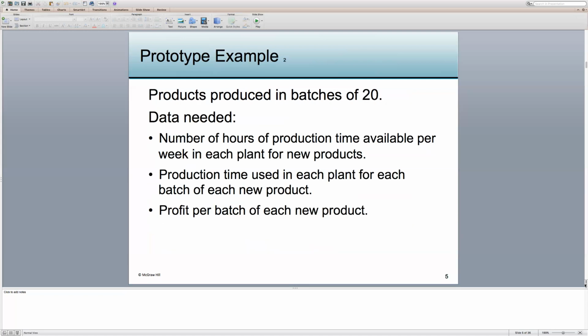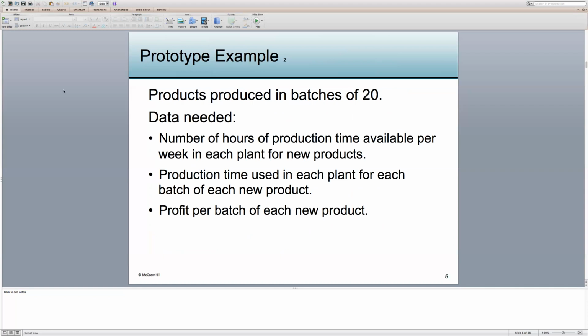So what are the units that are being used? The products are produced in batches of 20. So you can't say we're going to produce 13 aluminum doors. You can say 20, 40, or 60, or 1, 2, or 3 batches. So the products are produced in batches of 20.